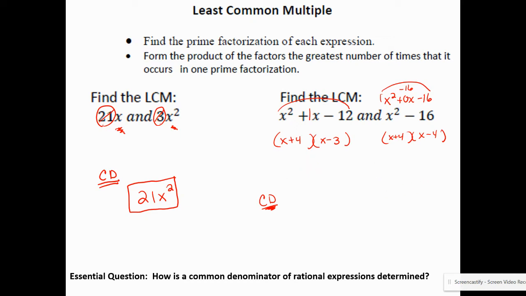Okay, so to find the common denominator, you have 1 of everything.